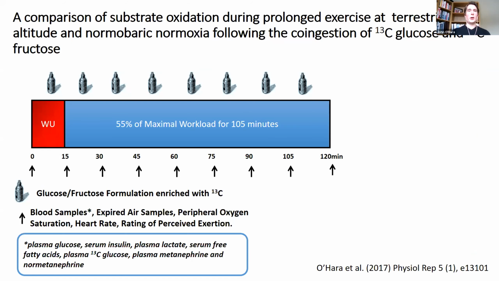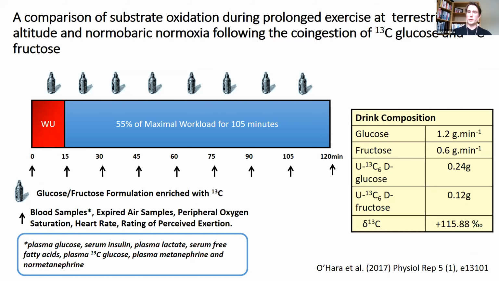The exercise protocol we used is outlined here. People cycled for 2 hours. We did a gradual warm up, then they did 55% maximum oxygen uptake for 105 minutes. We collected blood samples every 15 minutes, and expired air samples. We gave them a carbohydrate beverage equivalent to 1.8 grams per minute with glucose and fructose in a 2:1 ratio, which we enriched with stable mass isotopes.